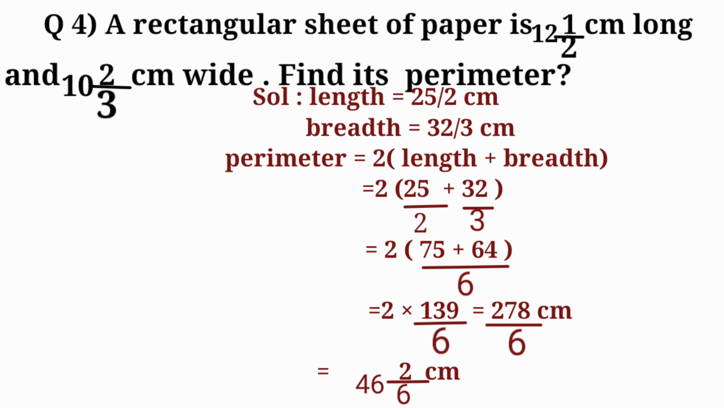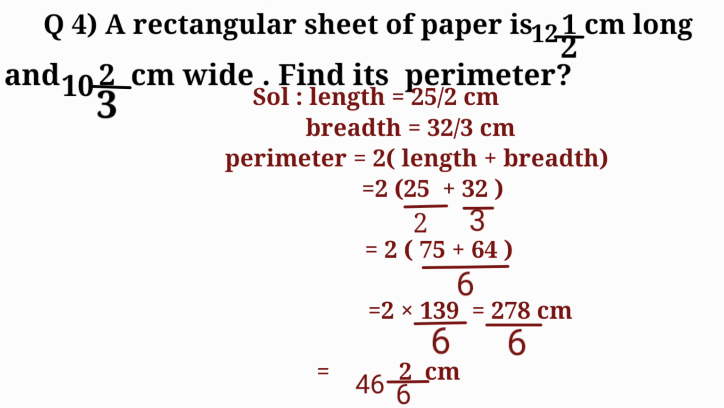So what is perimeter? Perimeter means the sum of all sides. Whatever figure we have, we'll just add up all the sides. And here we have a rectangle, and you know the opposite sides of a rectangle are the same. If length is this, the opposite length will also be 25 upon 2. If breadth is 32 upon 3, the opposite breadth is also 32 upon 3. Or in short, we can say the perimeter of a rectangle is equal to 2 into (L plus B).